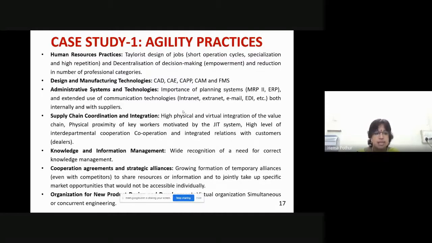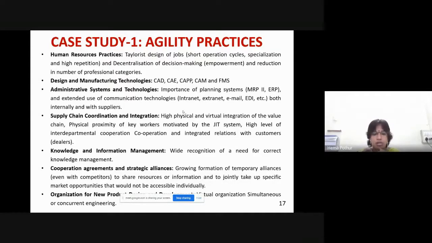And simultaneously, the supply chain coordination and integration, high physical and virtual integration of value chain and physical proximity to key workers have been motivated by means of JIT, and a high level of intra-departmental cooperation has been promoted, so that there is cooperation and coordination between the workers, so that the supply chain coordination can be easily done.